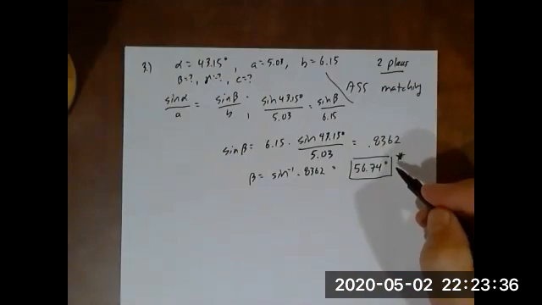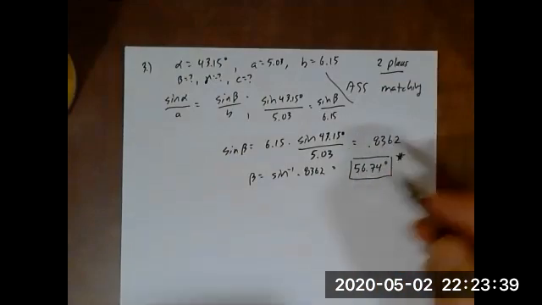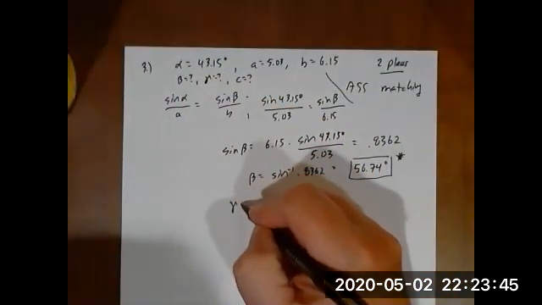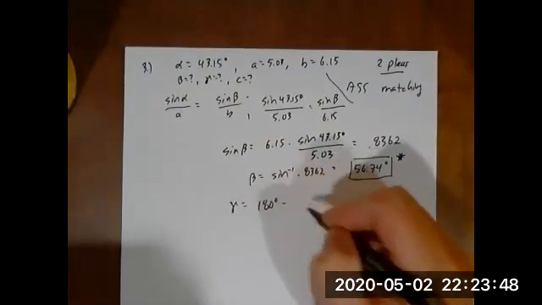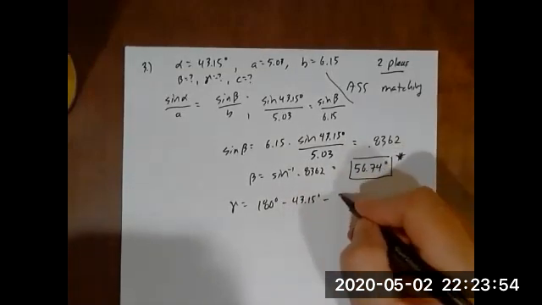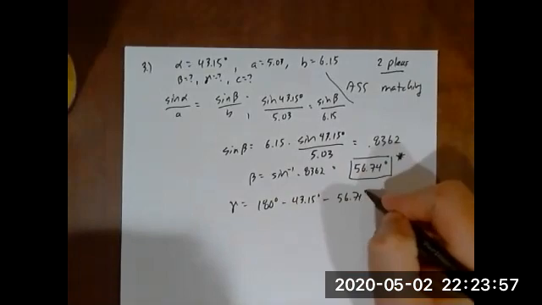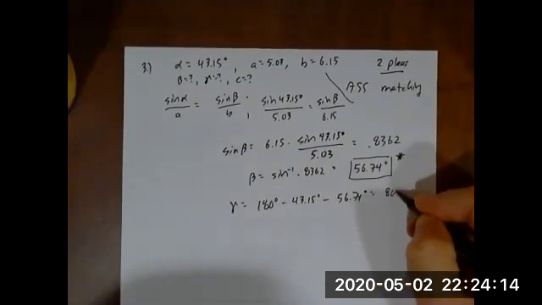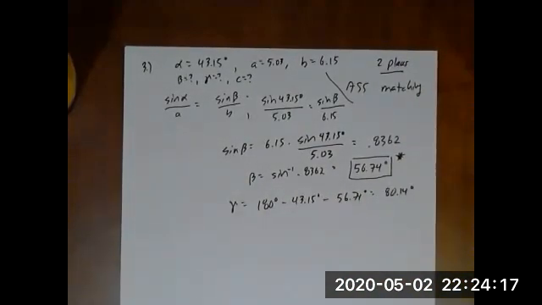So far, I've got angle beta. If I've got angle alpha and beta, I can find angle gamma by just taking 180 degrees minus alpha, 43.15 degrees, minus beta, 56.74 degrees. And with these decimals, I am for sure going to use my calculator. 180 minus 43.15 minus 56.71, 80.14 degrees.